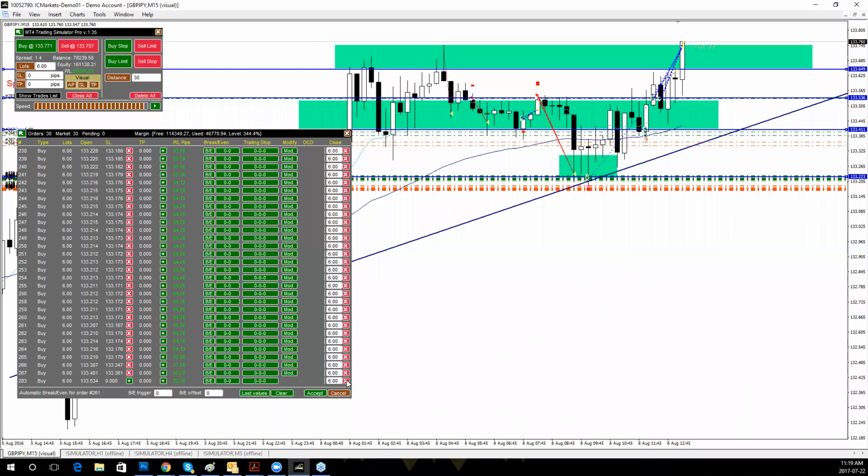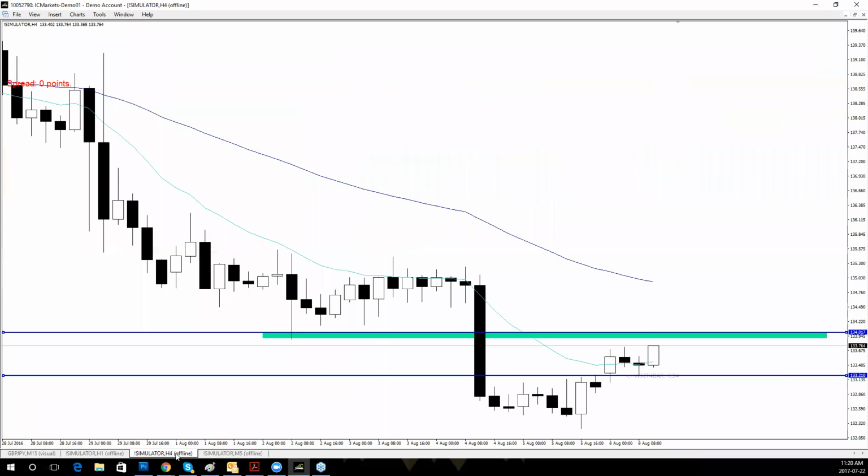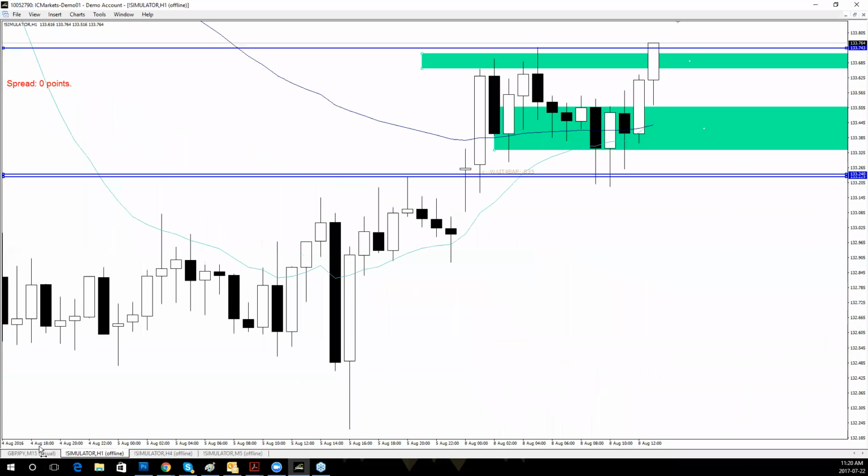And now let's wait for this candle to close. Actually, you know what? Let's just trade on the 4 hour, and let's see if it goes to this area. If it does, then we had a good webinar. We should have had a target there.